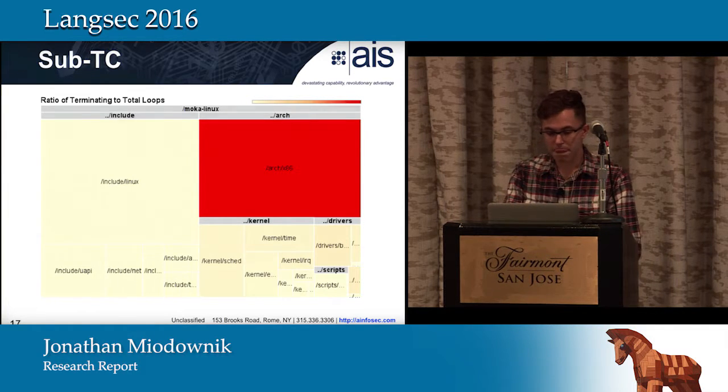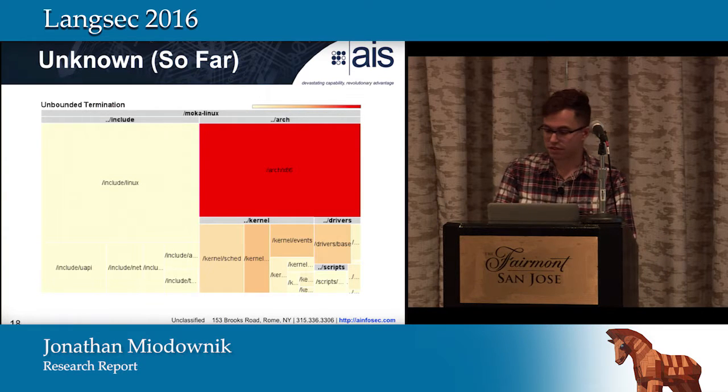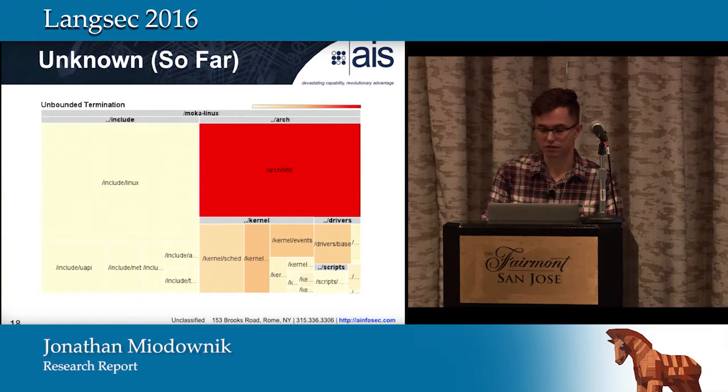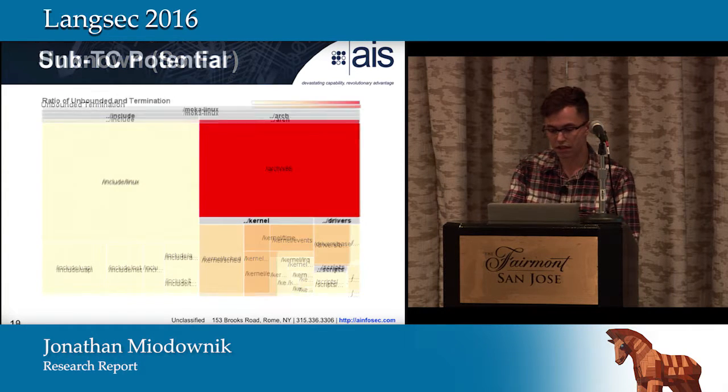As far as unbounded, and when I say unbounded, I'm erring on the side of caution, so we don't know yet, we haven't determined. Same thing, we have a tremendous number of loops in ARC. You see a much more heavy weighting now to drivers, and also some of the scheduling and event handling in the kernel subfolders. But again, almost nothing in include Linux or the include folder at all.